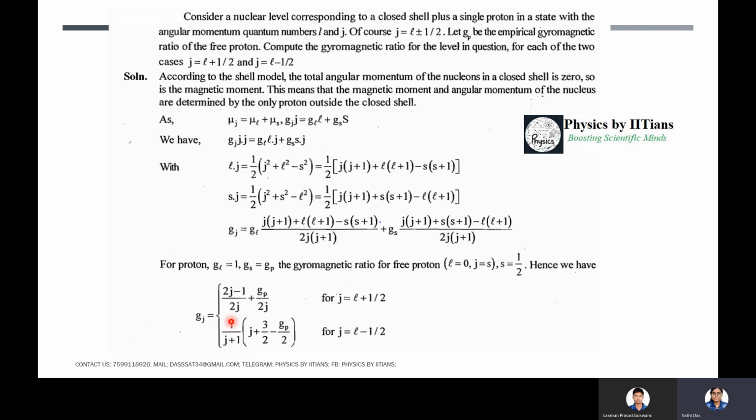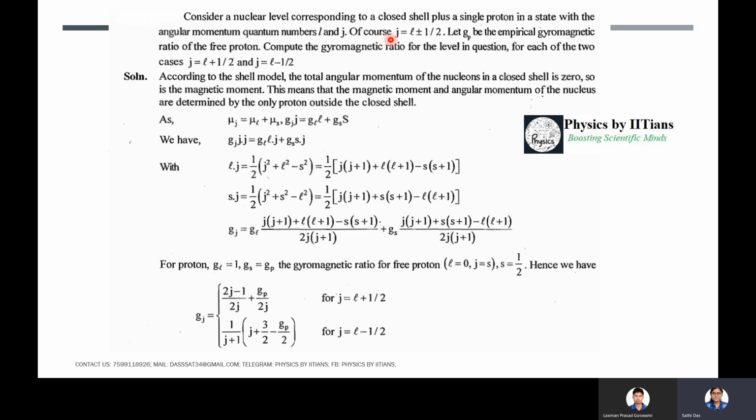First of all, before solving these questions related to the shell model, we should know about the gyromagnetic ratio, and we should know about the g factor. How do you calculate the g factor for the nucleons, meaning for the proton and for the neutron? Suppose we consider a nuclear level corresponding to a closed shell plus a single proton. So there is a closed shell, it is already there, plus one extra proton, the single proton, in a state with the angular momentum quantum numbers L and J.